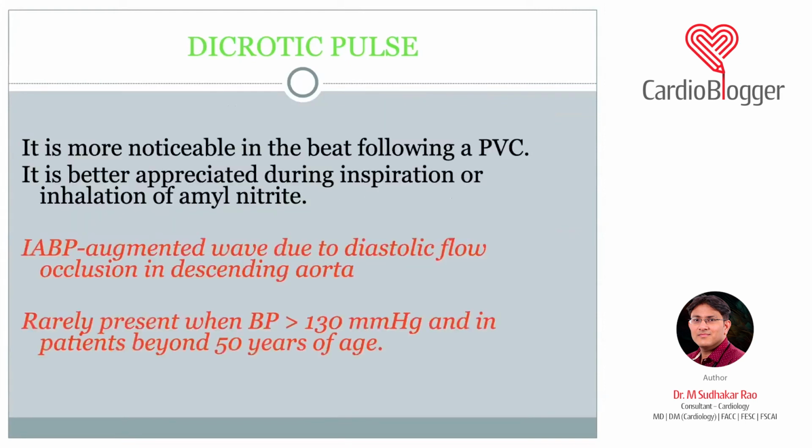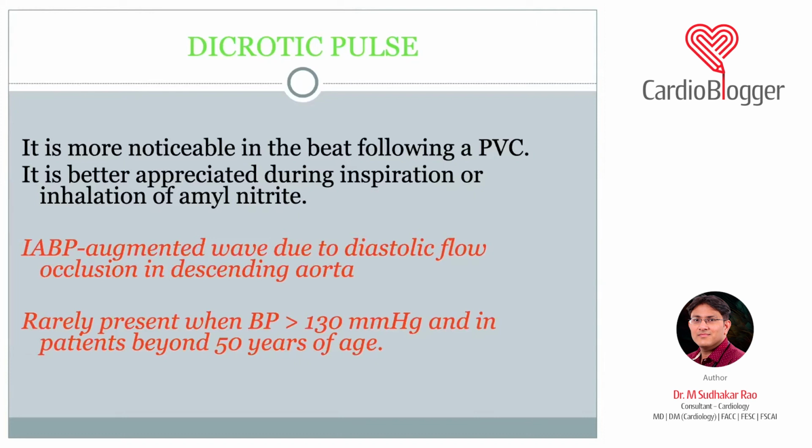There are a few others. In cardiology, we see a dicrotic pulse when the patient is on IABP, intra-aortic balloon pump. So with the intra-aortic balloon pump, we get an augmented wave. Why? Because of diastolic flow occlusion. Because the balloon is inflated during diastole, we get a diastolic flow occlusion and an augmented wave, which is known as a dicrotic wave. So one of the important waves you may get in some of the spotters of an IABP picture, and you will see a double beating pulse, one in systole, one in diastole. It may be because of the IABP.